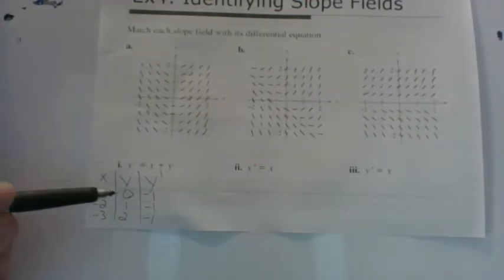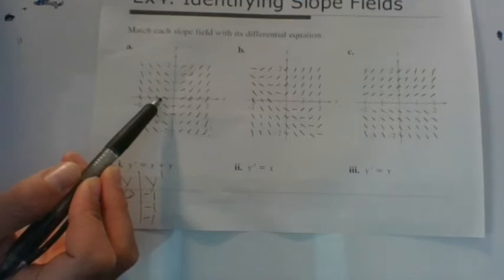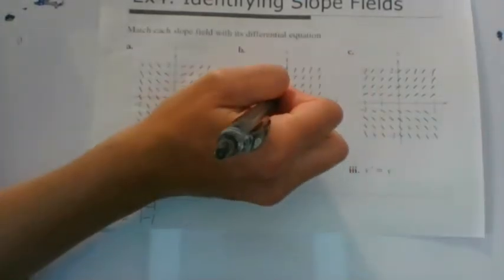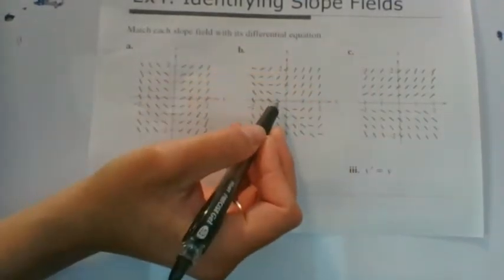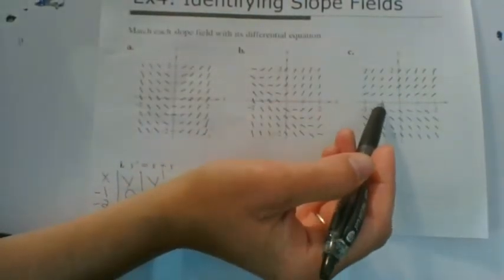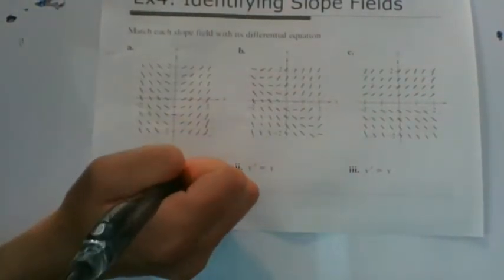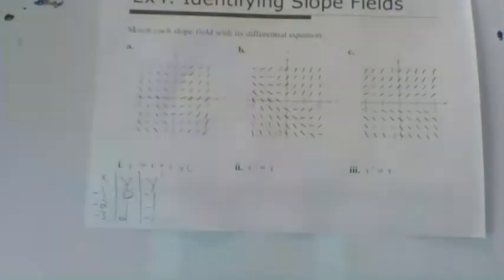So now we're just going to go through the different slope fields and see which one would fit this. All right, so (-1, 0) is right here. That looks like it could be a -1 slope. And (-1, 0) in this one looks like it could be a negative slope as well. (-1, 0), oh, there's no mark here. So C definitely can't be option 1. All right, let's go to the next one.